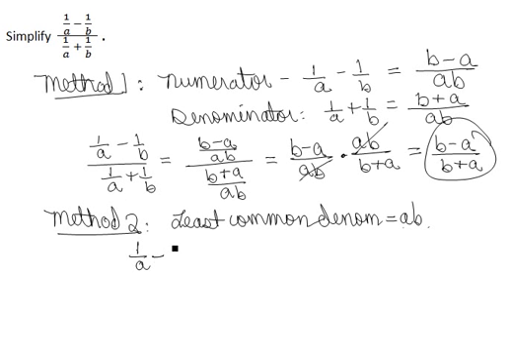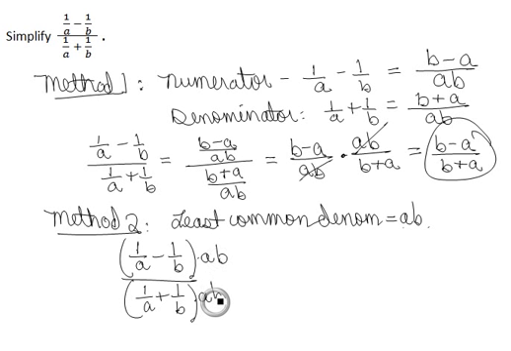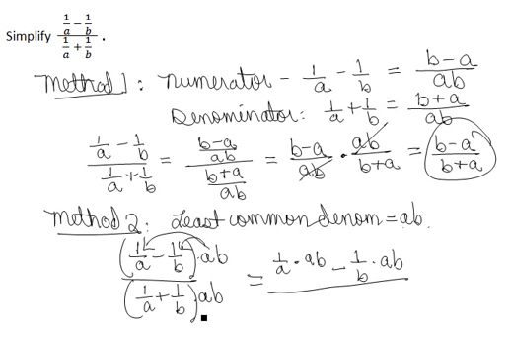So I'm going to take my original fraction and multiply its numerator by a times b, the least common denominator, and its denominator. So that will not change the value of this fraction. Now when I do that, I'm going to have 1 over a times ab minus 1 over b times ab in the numerator, and similarly in the denominator, I get 1 over a times ab plus 1 over b times ab.